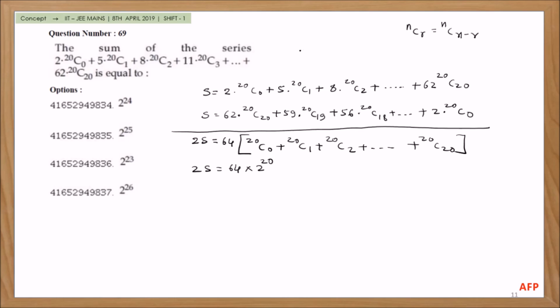You know that 2 raised to n equals nC0 plus nC1, and so on up to nCn. When you start with this and end with this, you can write 2 raised to n. Here it is 20, from 0 to 20 terms are there. Go for cancellation, so this is 32. So S equals 2 raised to 5 into 2 raised to 20. S equals 2 raised to 25 is the answer. So the second option it follows.